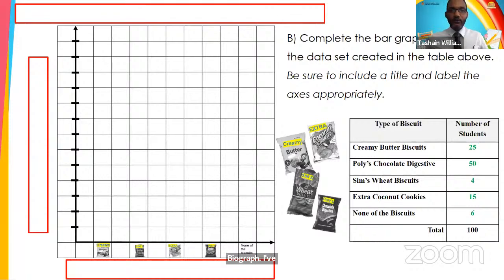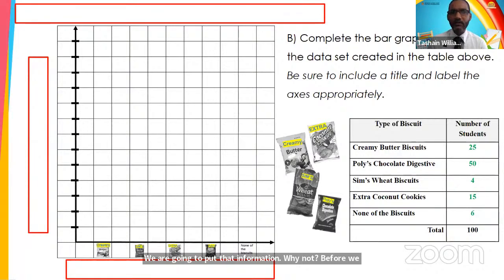All right. So I'm using multiple screens here, so I'm kind of seeing what is happening. But if you know what a bar graph is, there are a few very important things that should be shown on a bar graph. And we can't forget them because they're so vital for us to be able to interpret and to read from a graph. For creamy butter biscuits, Sims Wheat biscuit, extra coconut biscuit, Polly's biscuit, and persons who don't like any biscuit at all, we are going to put that information on a bar graph. Before we begin, what are some things that should be on a bar graph? I want you to type your answers quickly in the chat.